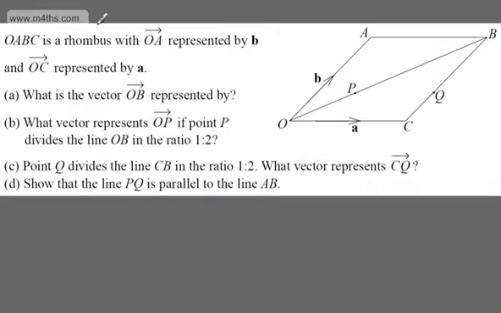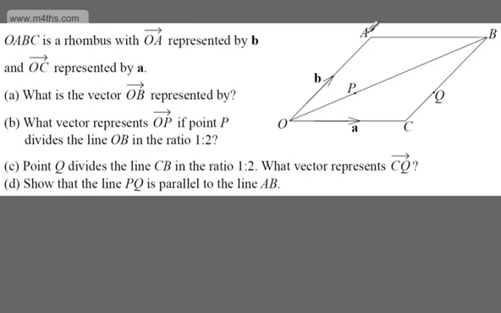Okay, OABC is a rhombus with OA represented by B and OC represented by A. We're asked in part A, what is the vector OB represented by? Part B, what vector represents OP if point P divides the line OB in the ratio of 1 to 2? We're told point Q divides the line CB in the ratio of 1 to 2. What vector represents CQ? And in part D, we need to show that the line PQ is parallel to the line AB. Okay, let's go ahead and label some stuff up.